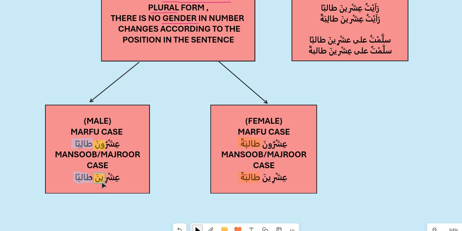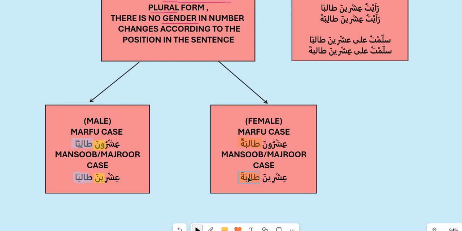Now, what about feminine? If the tamiz is feminine, you can see the tamiz is changing. Here it was Taliban, here it was feminine tamiz. What about the Ishrun? Still, it's in Jama Muzakkar, no gender change. Only it is changing its structure in Marfu and Mansoob. So in Marfu case, it's Ishrun. What about in Mansoob and Majroor? It's Ishrina, talibatan. So this number follows Jama Muzakkar Salim rules.